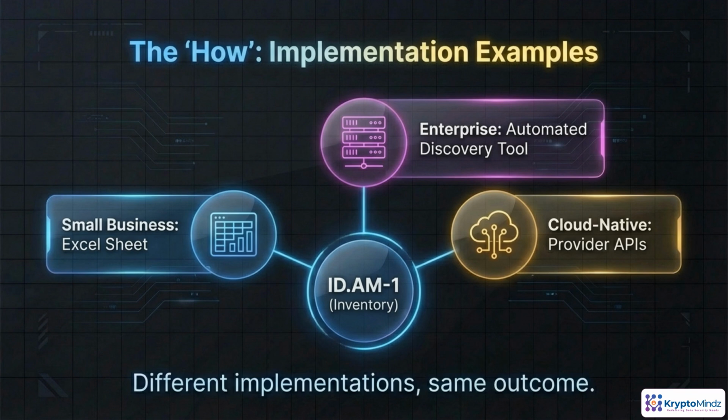Let's make that flexibility concrete with ID.AM-1, the asset inventory outcome. A 10-person company might meet it with a simple but well-maintained spreadsheet. A large enterprise might use an automated discovery platform feeding a CMDB. A cloud-native startup might rely on cloud provider APIs and scripts. The tools are very different, but NIST only cares that the inventory outcome is reliably achieved.